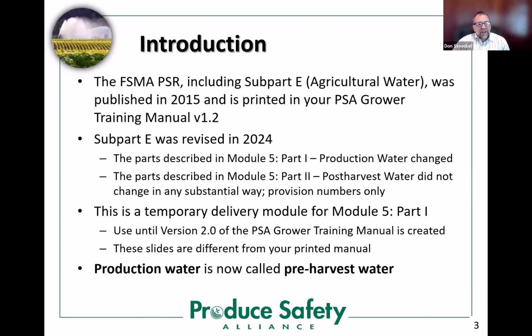The main point of the slide is housekeeping. We're trying to clarify the difference between the printed PSA Grower Training Manual version 1.2 and this upcoming version that includes revised module 5.1. We're going to call that revised version 1.2/1.2a of the Grower Training Manual because the manual itself is identical to version 1.2 with the exception of revised module 5.1.